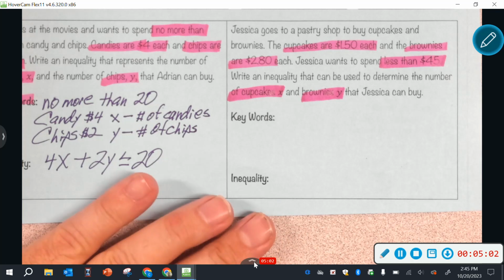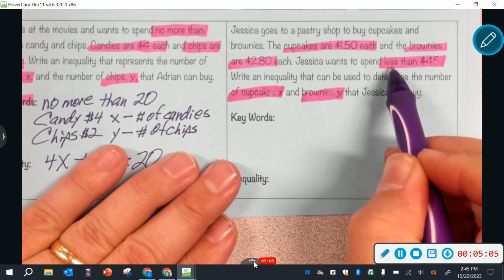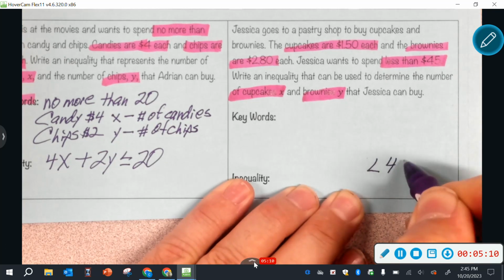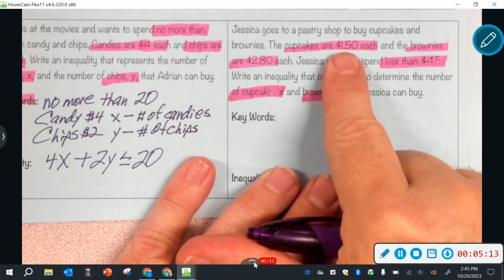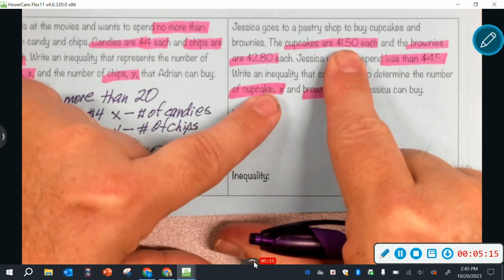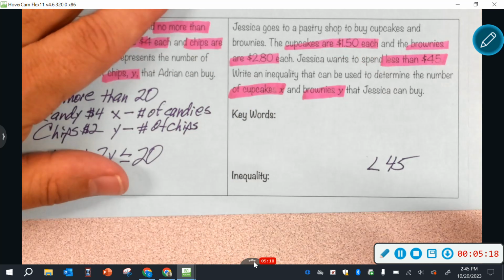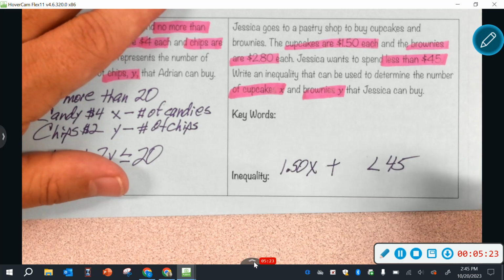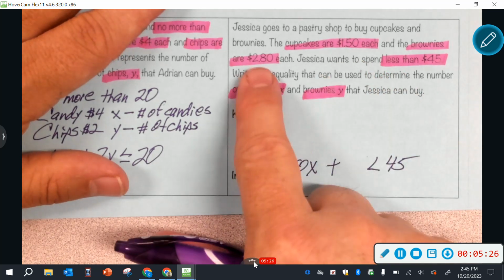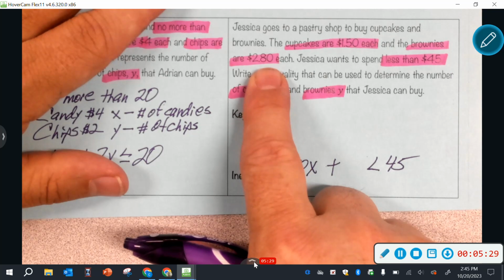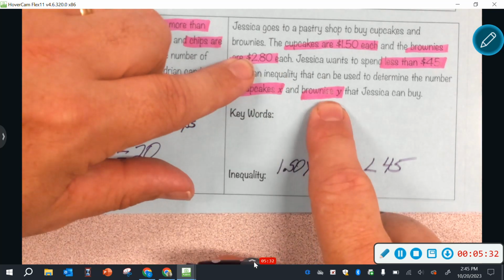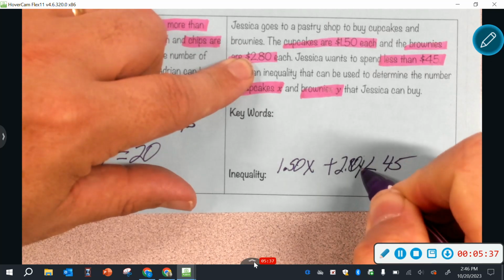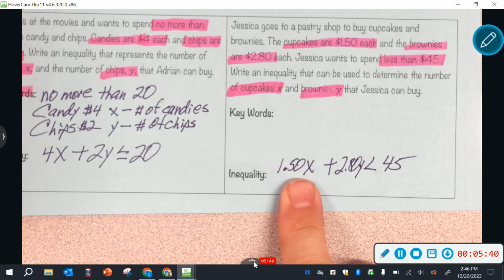Alright, so I'll let you write the keywords, but here we have less than 45, so I'm just going to go ahead and put that down right here. And then each cupcake is $1.50, and cupcakes are represented with x, so that's going to be 1.50x plus, and then each brownie is $2.80, and brownies are represented with y, so that's going to be 2.80y. So there's our inequality here.